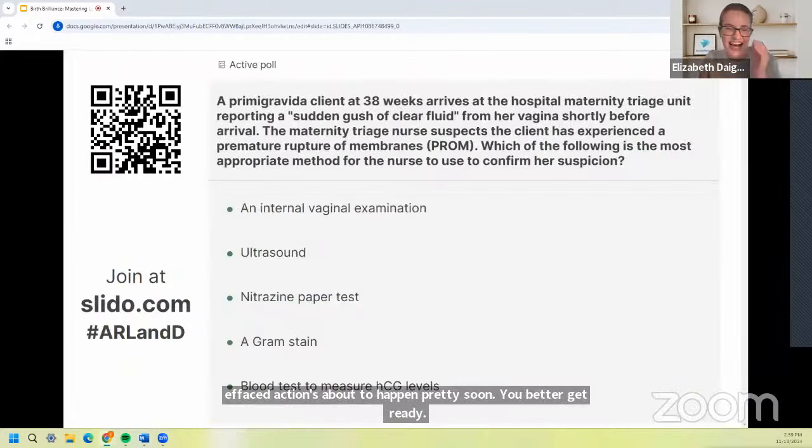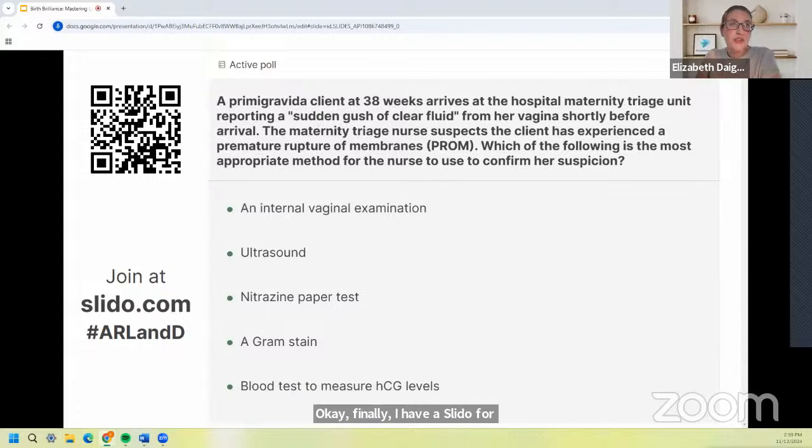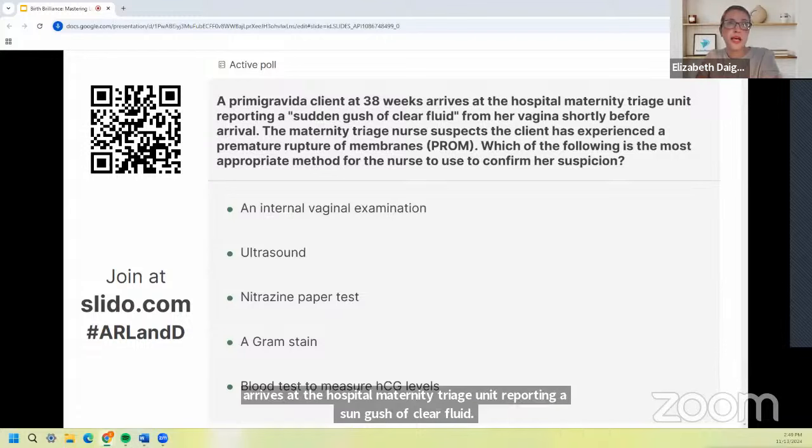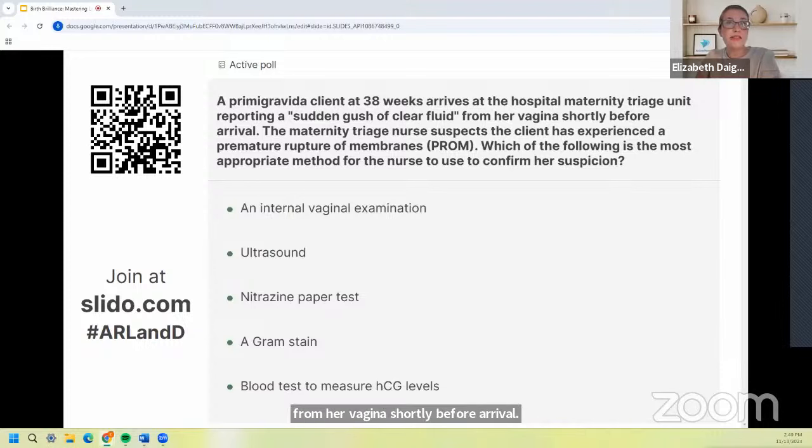Okay, finally, I have a Slido for you guys. Let's do it. So this question says, a prima gravida client at 38 weeks arrives at the hospital maternity triage unit reporting a sudden gush of clear fluid from her vagina shortly before arrival. The maternity triage nurse suspects the client has experienced a premature rupture of membranes. Which of the following is the most appropriate method for the nurse to use to confirm her suspicion? So we just talked about this. I know a lot of you guys know it. Go ahead. Either you can answer in Slido or you can answer in the chat. Or if you're following on Facebook or YouTube, feel free to put your answer in the chat, in the comments.